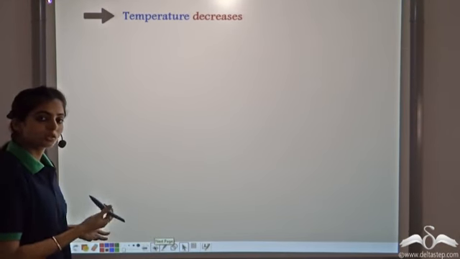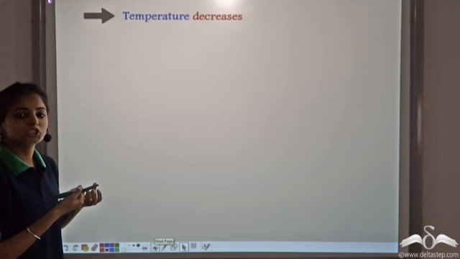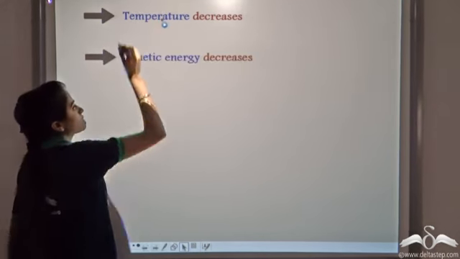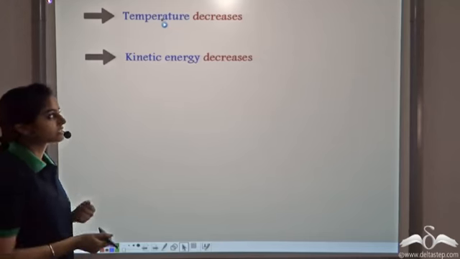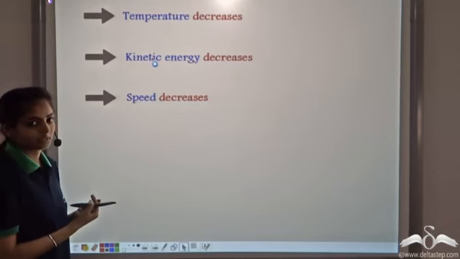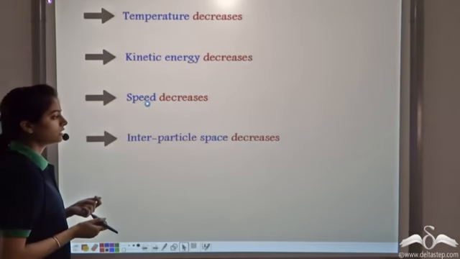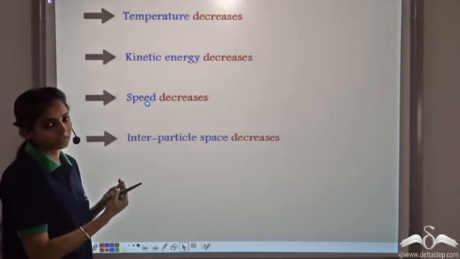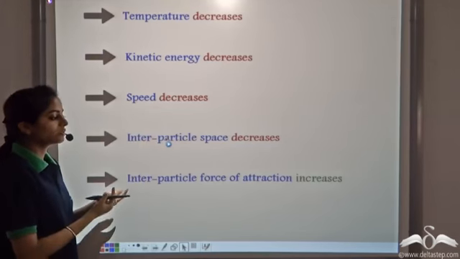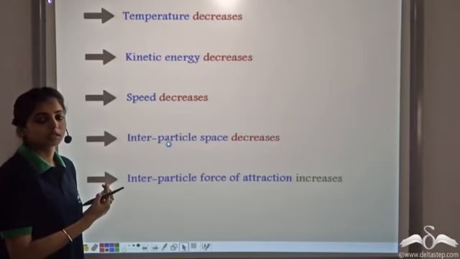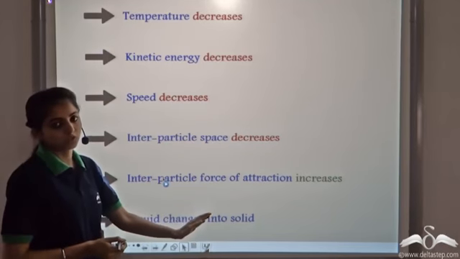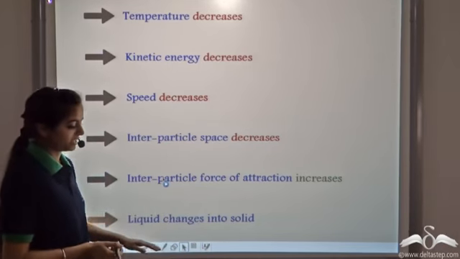So let's revisit the concept of freezing. As the temperature decreases, that is, we are extracting heat from the particles, the kinetic energy of the particles decreases. As the kinetic energy decreases, the speed of the particles decreases. This in turn leads to a decrease in the interparticle space between the particles, because of which the interparticle force of attraction between the particles increases, and therefore the liquid form changes into the solid form, and this is how freezing takes place.